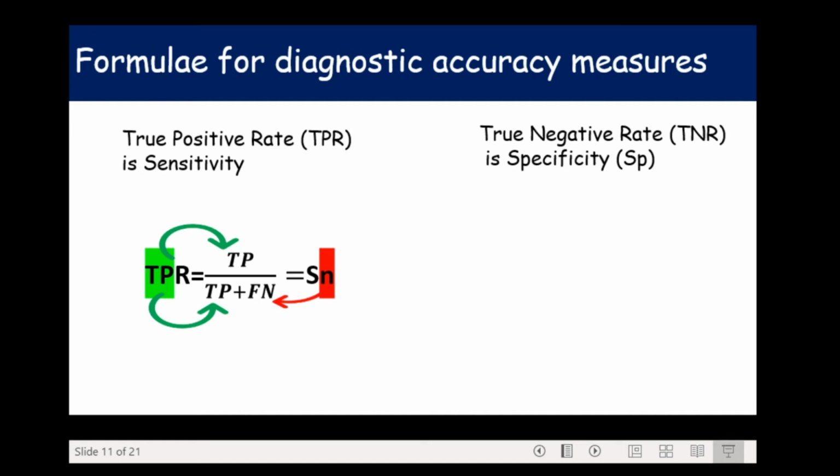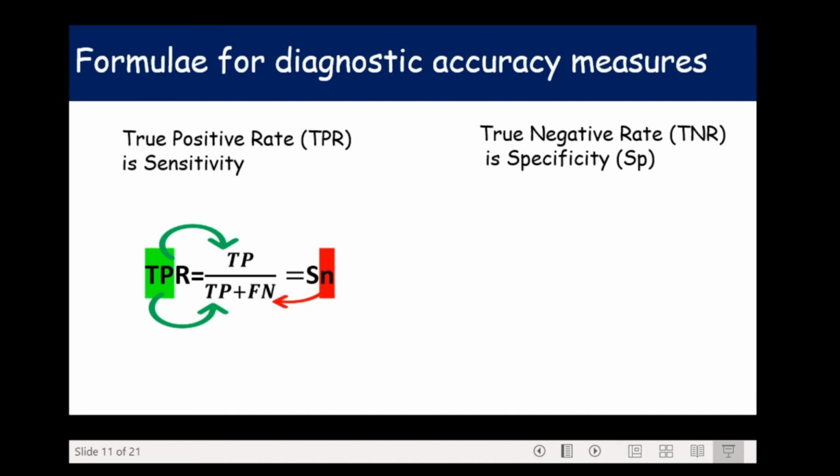So sensitivity defines the proportion of true positive subjects with the disease in a total group of subjects with the disease, that is true positive over true positive plus false negative. In other words, sensitivity is defined as the probability of getting a positive test result in subjects with the disease.